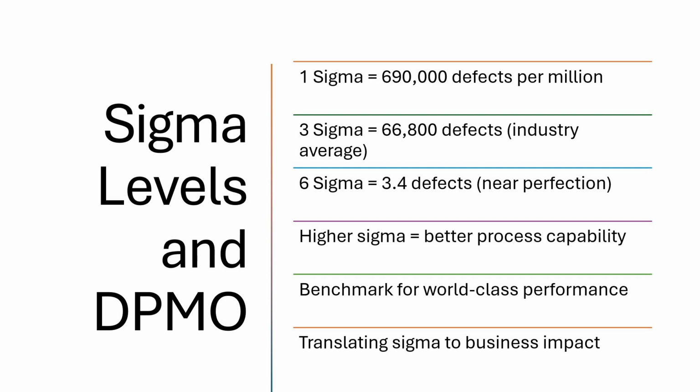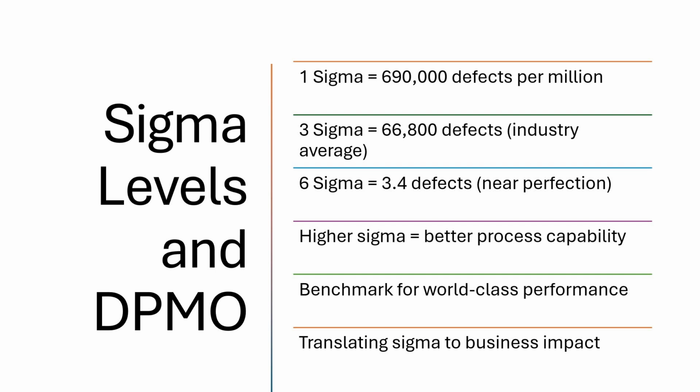Then comes Six Sigma, 3.4 defects. It's near perfection. At Six Sigma, only 3.4 defects per million opportunities are expected. This is called 99.99966% quality, which is the gold standard for process performance. Achieving this level often requires sophisticated statistical tools and a culture of excellence. This is used pretty much in aerospace, healthcare, and semiconductor manufacturing, where failure can be fatal or extremely costly.